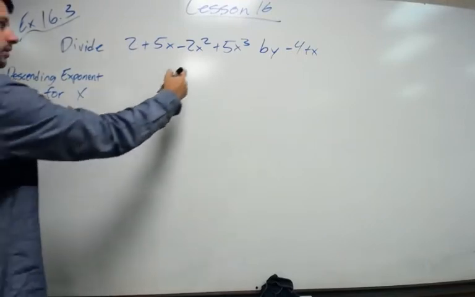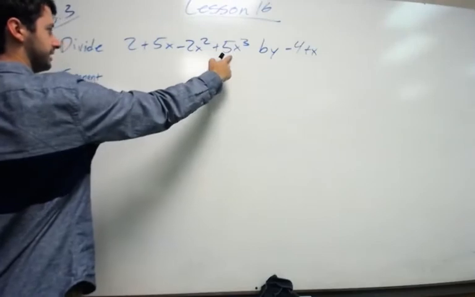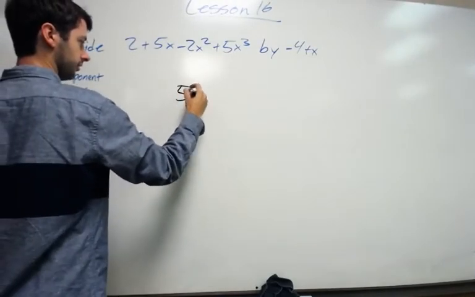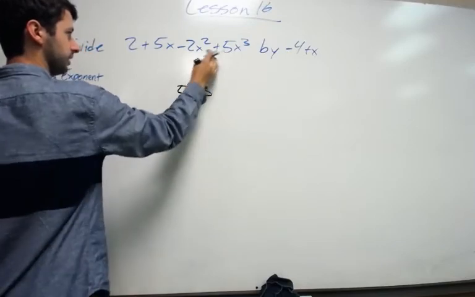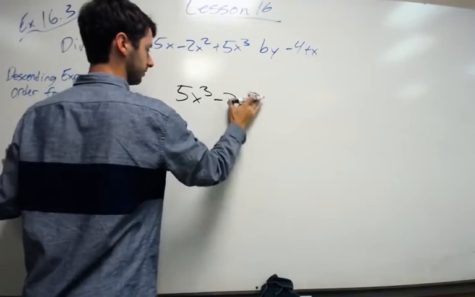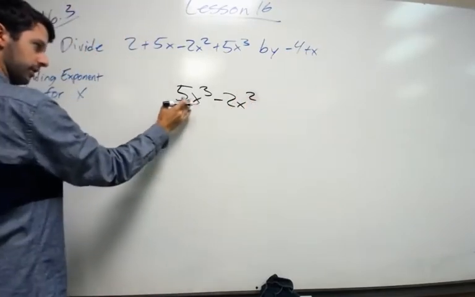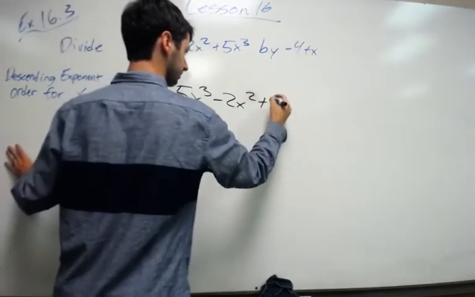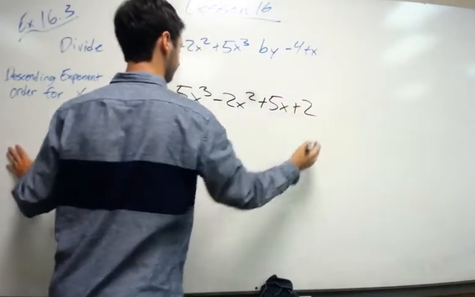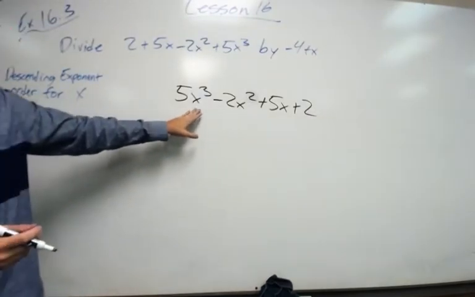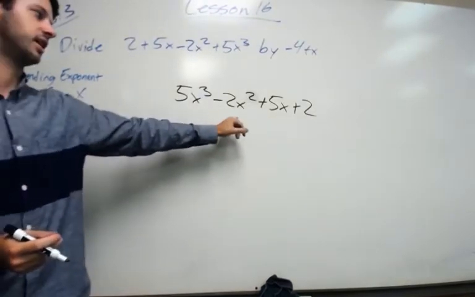So 5x cubed needs to be first in the order. 5x cubed minus 2x squared. So we're going x cubed, x squared, to the 5x, then we're left with the whole number. That's how we want to get it in descending exponent order for the x values.